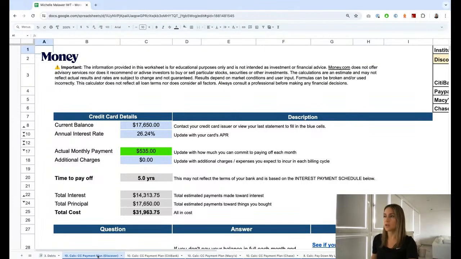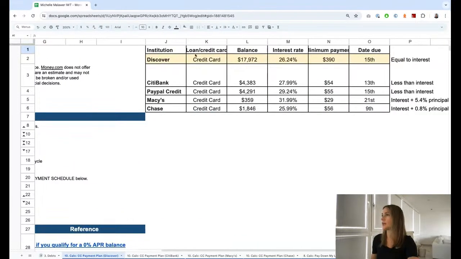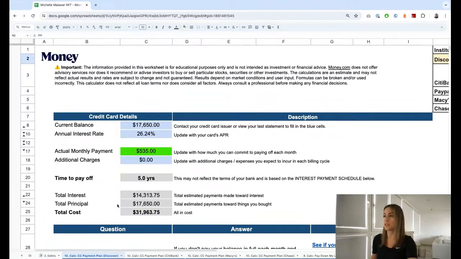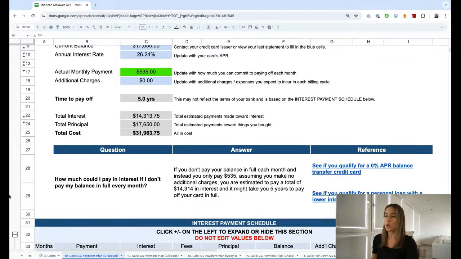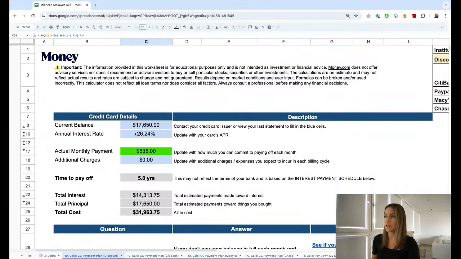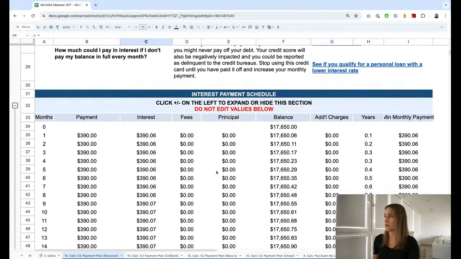The first one I put in was the Discover credit card. And you can see over here that we're looking at $17K, 26%, and a $390 minimum payment. What I found interesting about this is that $390 is exactly the interest payment. So if somebody made that minimum payment, they would just be paying the interest in perpetuity. It would never go up and it would never go down. So you can see here that I put in the $390, and that's exactly equal to the interest.